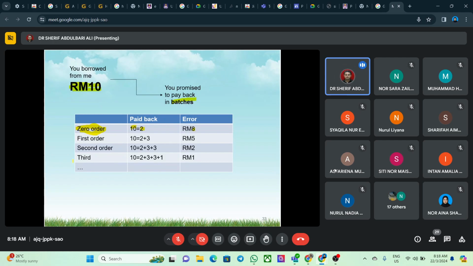Now, if you add one more day, so if you showed up on the second day, which is the first order, and you give me 3 ringgit, my error here is 5 ringgit. If you show up on the third day and give me 3 ringgit, my error is going to be 2 ringgit. If you show up more days and give me 1 ringgit, my error is going to be 1 ringgit, until I get all my money back.